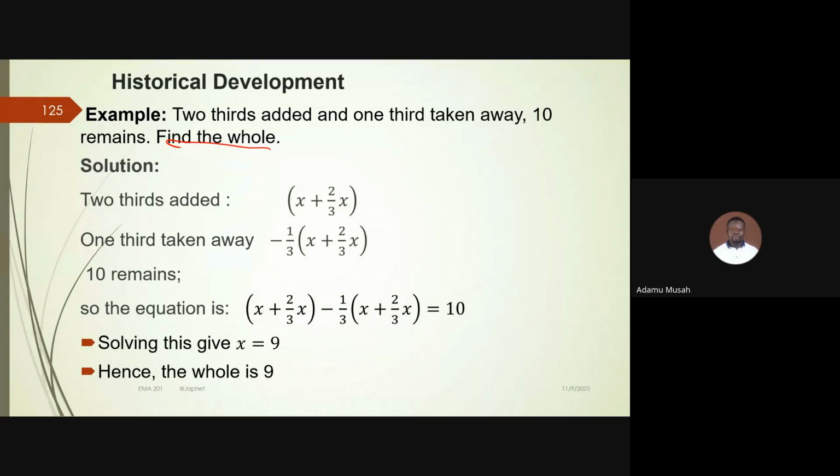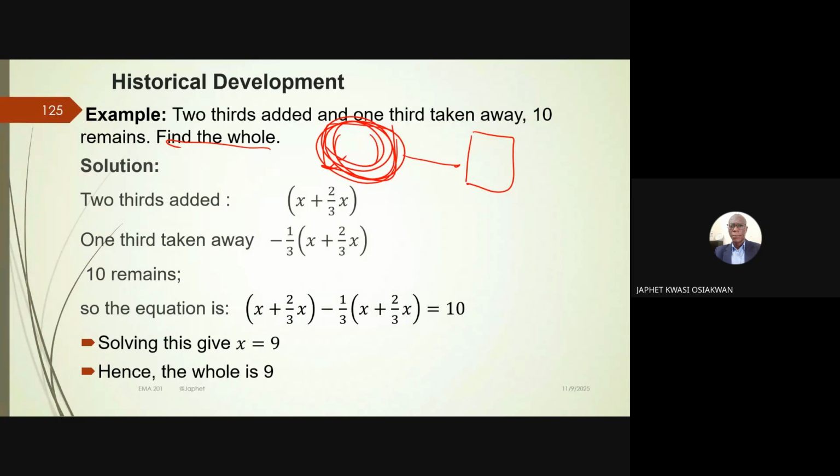Sir, but the whole is not x plus 2/3 x. The whole is x. I'm saying that it's a process. Try to understand. Bring your mind down and understand the question. 2/3 added, you have finished. 1/3 taken away, you have taken one step. And they say 1/3 of what is there. You have added something. You say 1/3 is now taken away, and now 10 is left. It's a process. Don't break it.